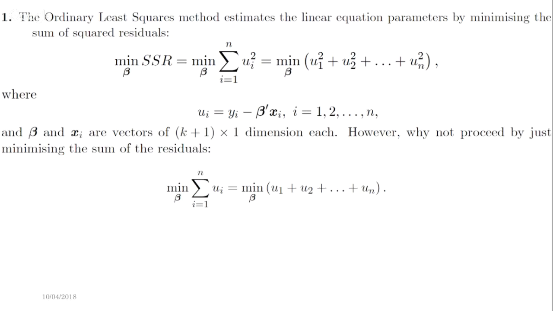Why is it k plus 1? What is k? What is the plus 1? K is the number of variables, the number of x variables, the same as in degrees of freedom, n minus k minus 1. K is the number of variables you have in your regression. How about the 1 part? That's the constant.